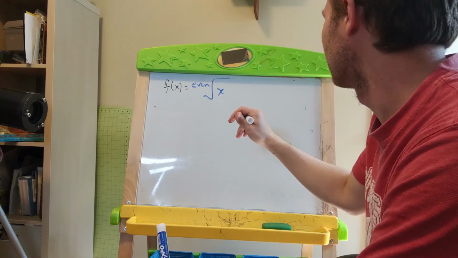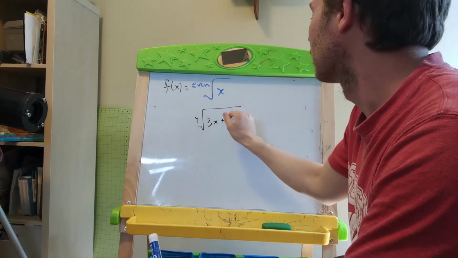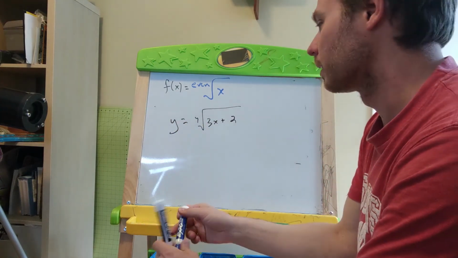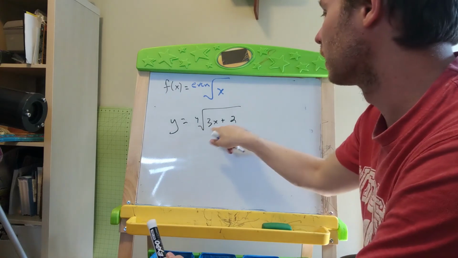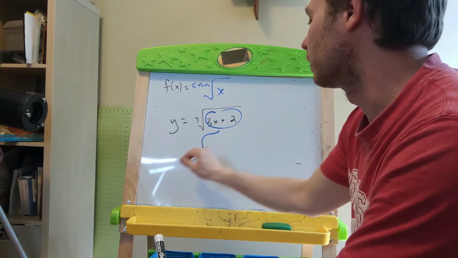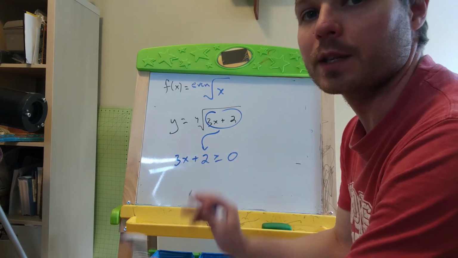what was it? It was 3x plus 2, I think. I erased it without remembering it. 3x plus 2. If you want to do it algebraically, since it's an even root, you know that anything under the even root has to be 0 or greater. So you can just take this out and force it to be greater than or equal to 0, and then solve it from there.